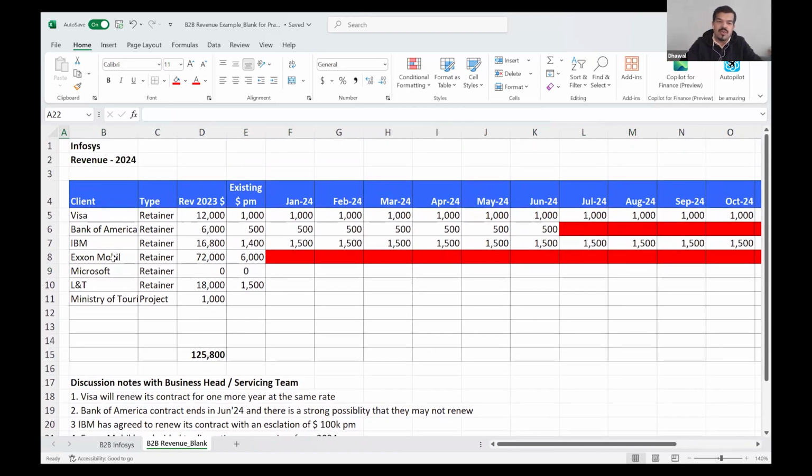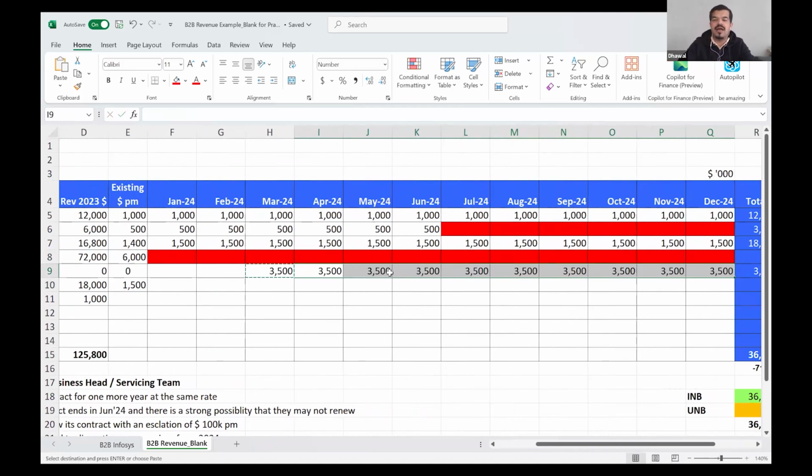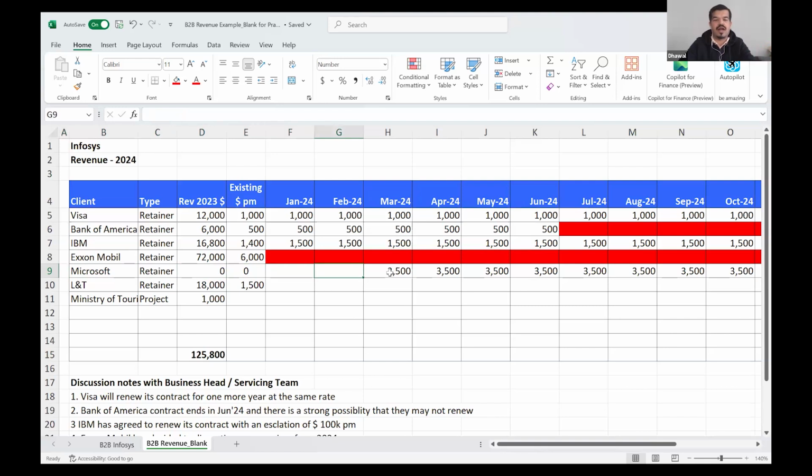So we lost one client. We won one more client. So we won Microsoft. And the Microsoft retainer is going to start from March 24 onwards and it will continue till the end of the year. They have signed a 1-year contract with us. Now, remember, we are in December 2023. But the retainer is starting from March 24. So why is there a lag of 8 to 10 weeks?